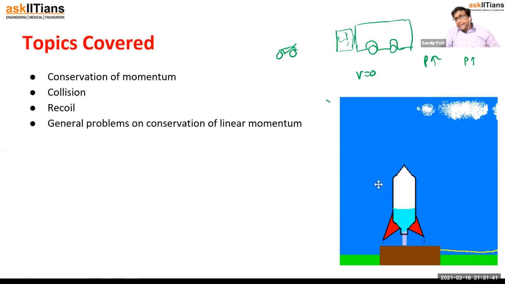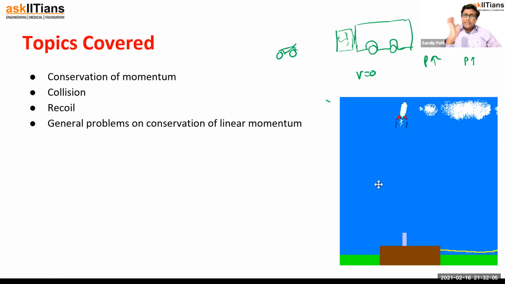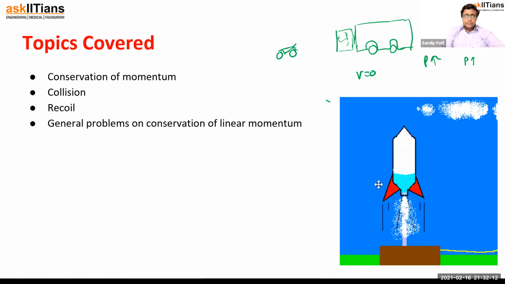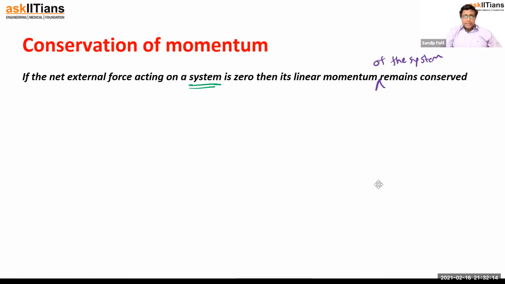So in our truck and bikes example, yes, both have some momentum, mass into velocity. Mass is constant. If the velocity is also constant, momentum is same before the collision. But what happens after the collision? Bike got a lot of velocity. Velocity increases. What will happen to momentum? Momentum also increases. So how can we say the momentum is constant? That's what I am saying. We are not talking about the momentum of the object. Momentum of the system remains constant. Okay, so remember this one.